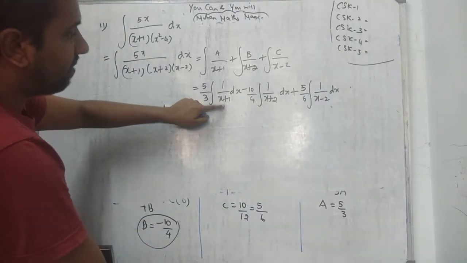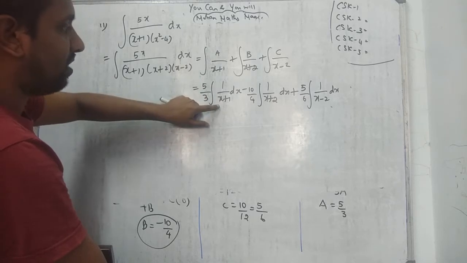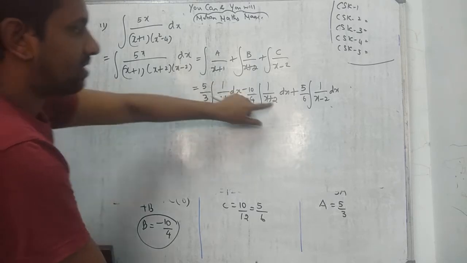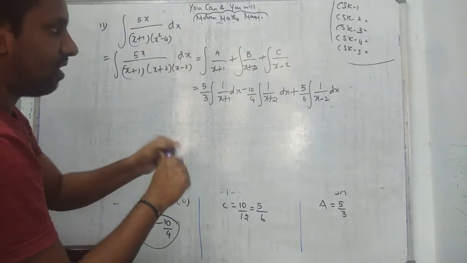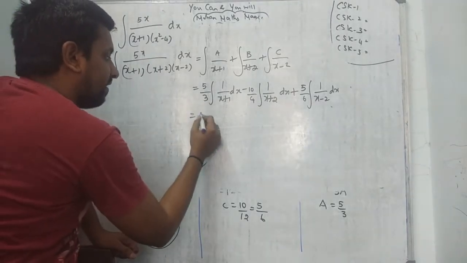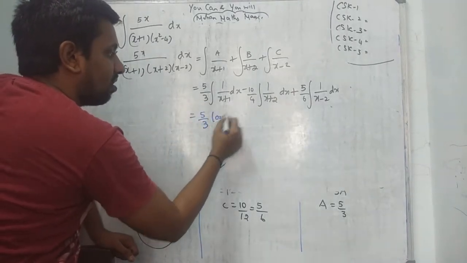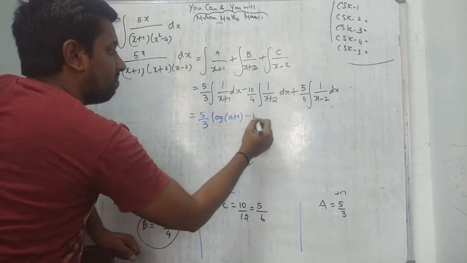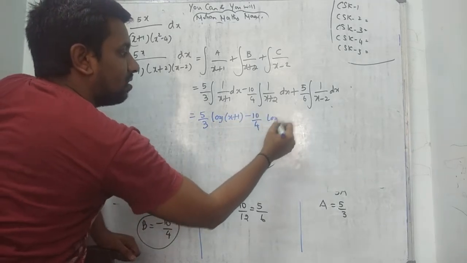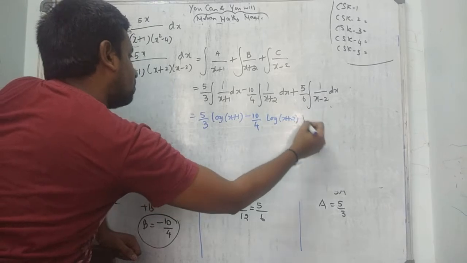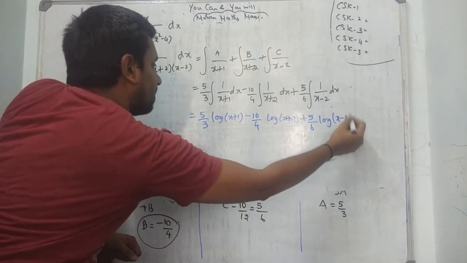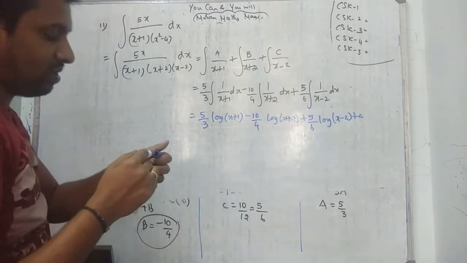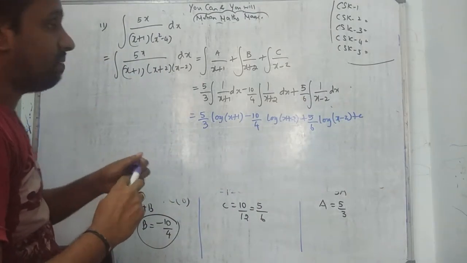Differentiate the denominator and you get the numerator: x plus 1 differentiated gives 1, x differentiated gives 1. So what will the answer be? Log of denominator. Therefore 5 upon 3 log of x plus 1 minus 10 upon 4 log of x plus 2 plus 5 upon 6 log of the denominator plus c. If you want to simplify, you can simplify. So I have completed this exercise.